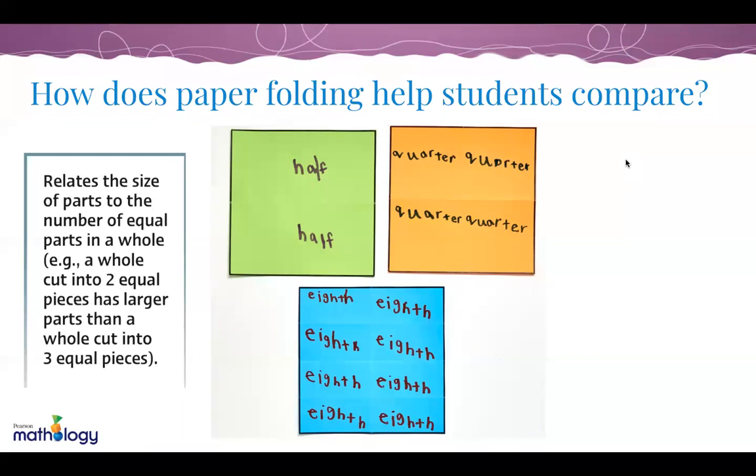When they relate the size of the parts, do they see that the more times they share, the smaller each one of those parts becomes? So when I split a whole into half, or 2 equal parts, they're a lot bigger than when I split the same whole into 8 equal parts. And so that's one of the big ideas that kids need to really wrap their heads around when they're thinking about fractions.